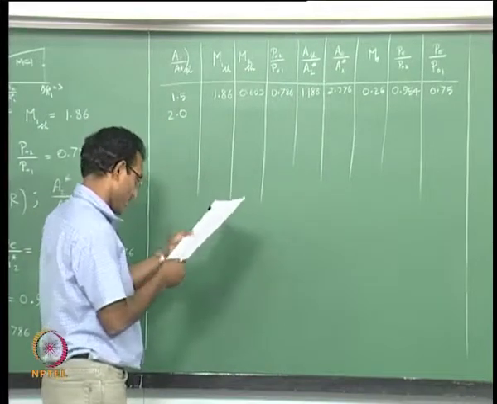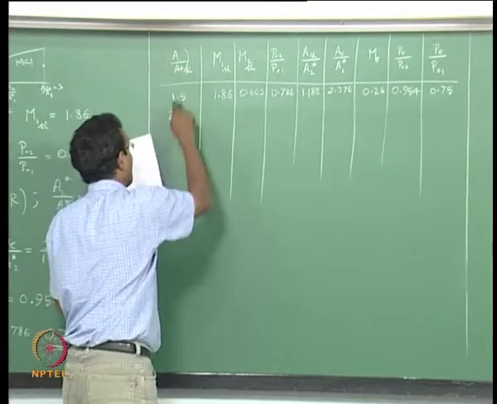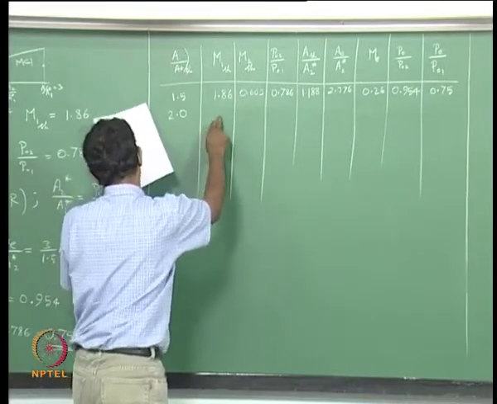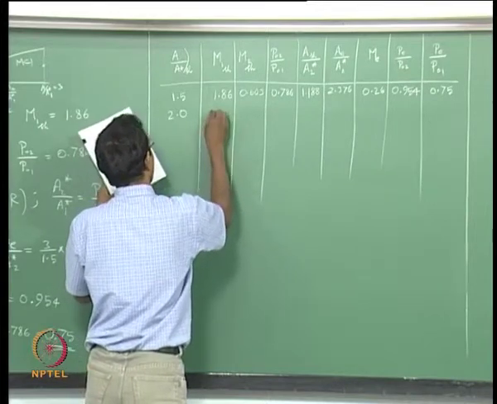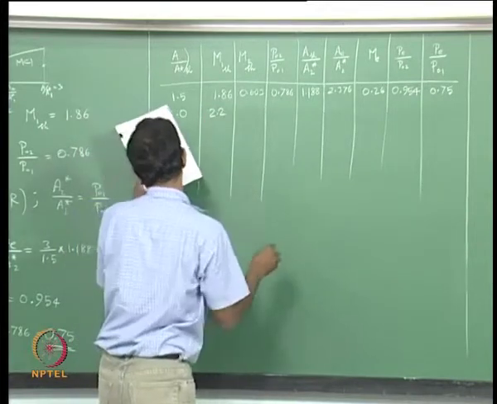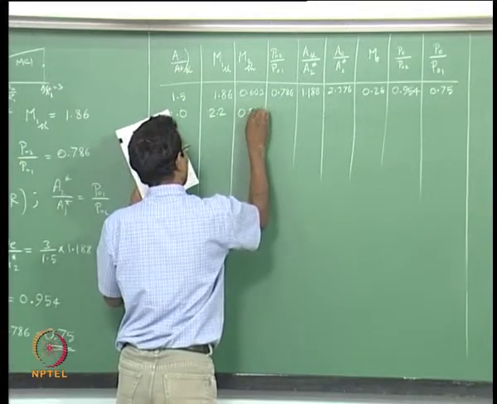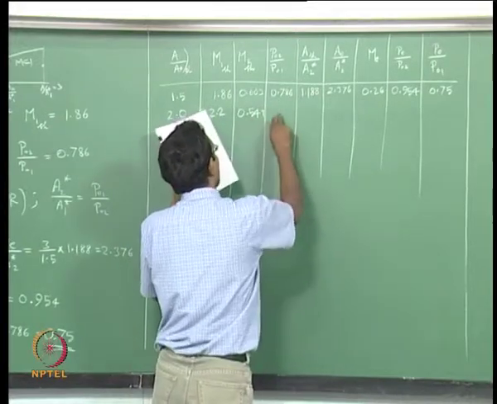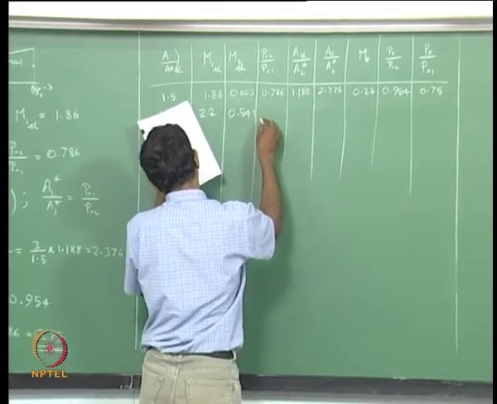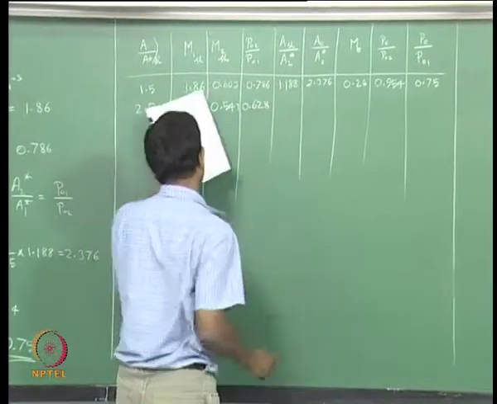If I guess an area ratio of 2.0, I am going to use A by A star of 2.0 and get a supersonic solution. That is going to be 2.2. Okay, and if I go to normal shock tables, that's going to give me 0.547. And if I go look at the same normal shock tables, I will get P02 by P01 of 0.628.